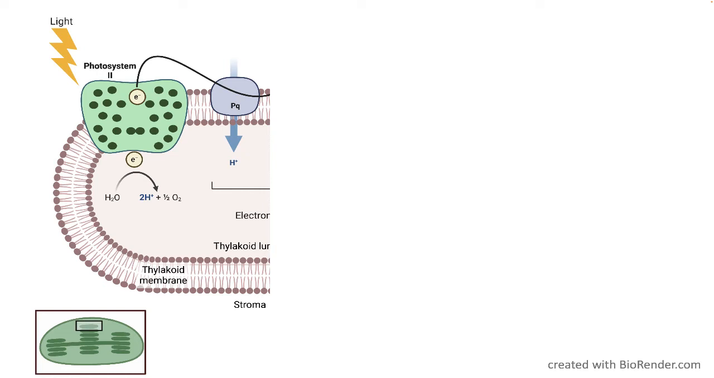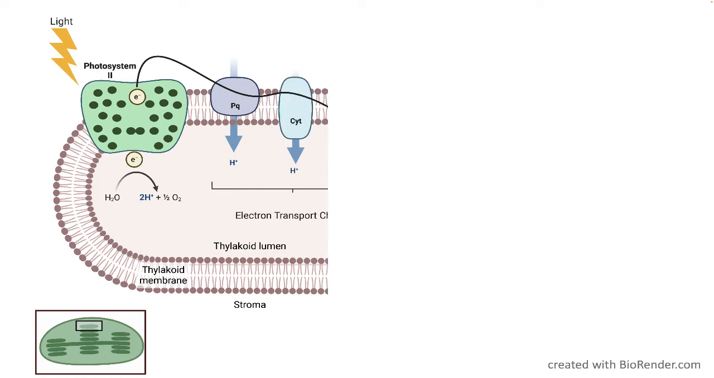And hey, look at this. There's an electron transport chain. Electrons are passed from plastoquinone to cytochrome B6F to plastocyanin. And two of these proteins can actually pump hydrogen ions against their gradient from the stroma of the chloroplast to the thylakoid lumen. This is active transport because we're moving something against its gradient.